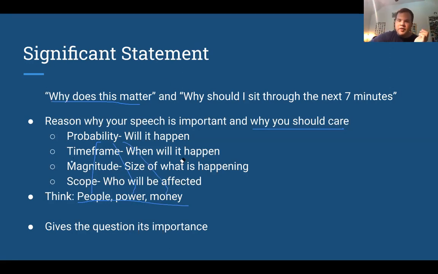But you don't need to focus on these. It's really just making your judge care about what you're going to talk about. And again, it's giving your question importance. So the judge is like, okay, this kid is talking about something really important, and they're going to win the round because their speech made sense.